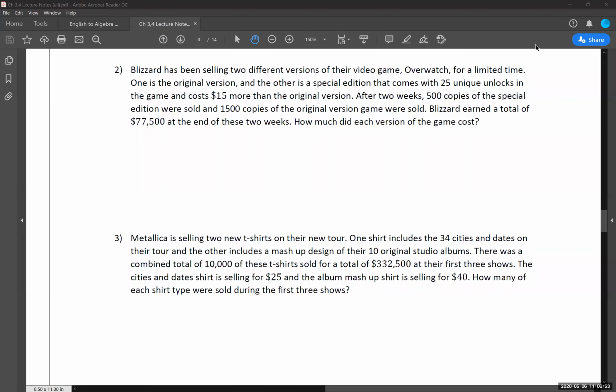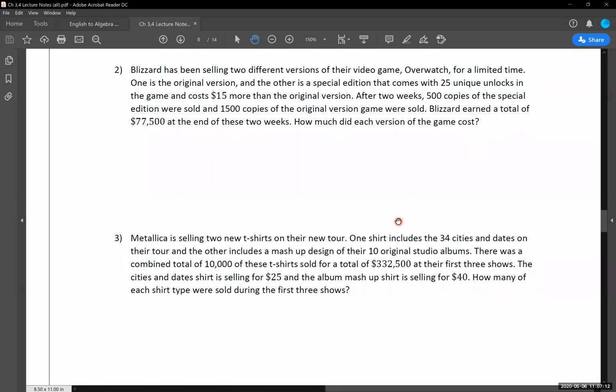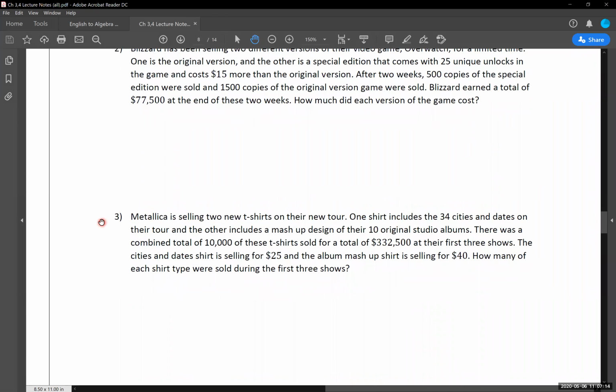Okay, so we are finishing up the 3.6 material that we started yesterday. We already went through our first two examples, the perimeter of a rectangle and the two different versions of the game Overwatch that Blizzard was selling and how much each of those versions cost. And now we are going through and working with our final example here. This is where we're going to get started today, and then we'll get going on the 4.1, 4.2 material and see how much we can get through for the lesson today.